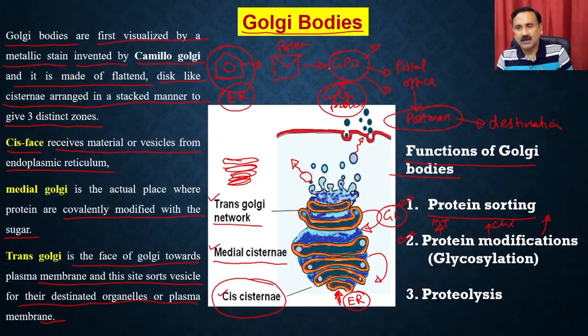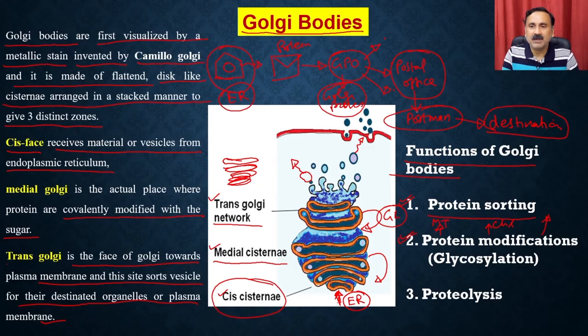For example, there are parcels which will go to Mumbai, parcels going to Delhi, parcels going to Kolkata or other cities. So at this point, it is going to be sorted, and it is going to have some kind of stamp: this will go to Kolkata, this will go to Mumbai, this will go to Delhi. Then it will reach the Delhi office, and from the Delhi office it will be given to the postman, and then the postman will give you the destinations. So this is very important; this is the Golgi bodies, right?